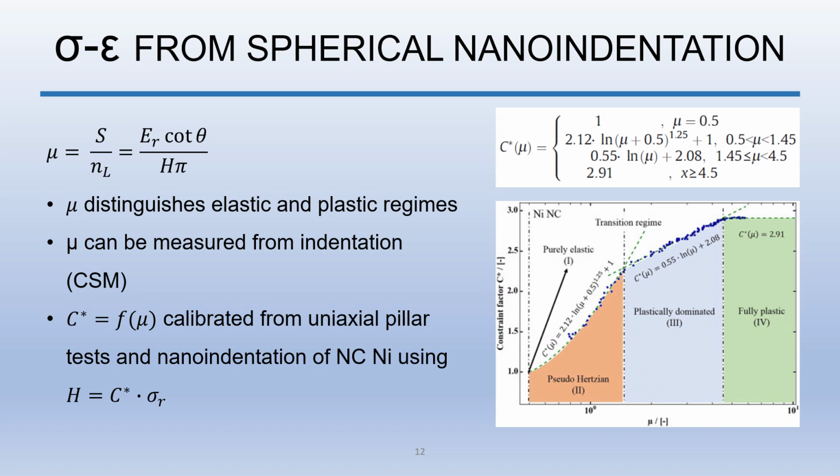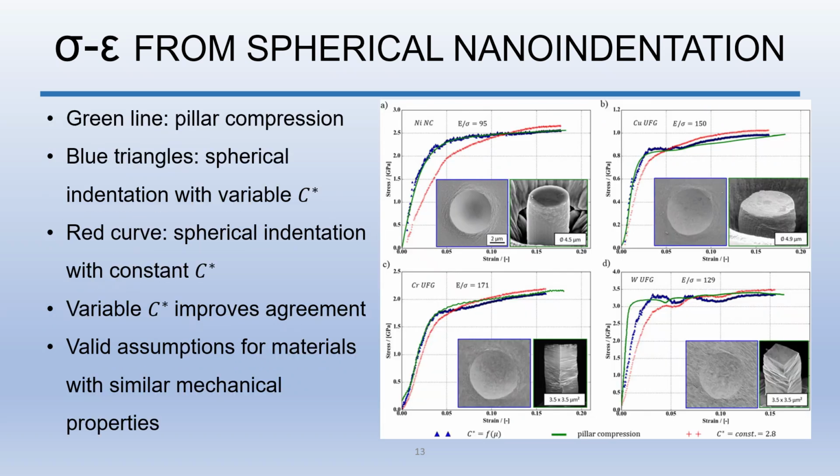As can be seen in the graph on the right, the profile is divided into 4 regions and can be expressed as an empirical function. With this function, one can determine the constraint factor profile for each indenter, since mu can directly be evaluated from the nanoindentation device. Furthermore, for materials with similar work hardening behavior and frictional properties, the same function will be applicable, like in our case. The figure on the present slide shows the comparison of 3 flow curves respectively obtained by pillar compression tests and spherical indentation experiments with variable and constant constraint factor, which clearly underestimates the yield level and overestimates the work hardening of the material.